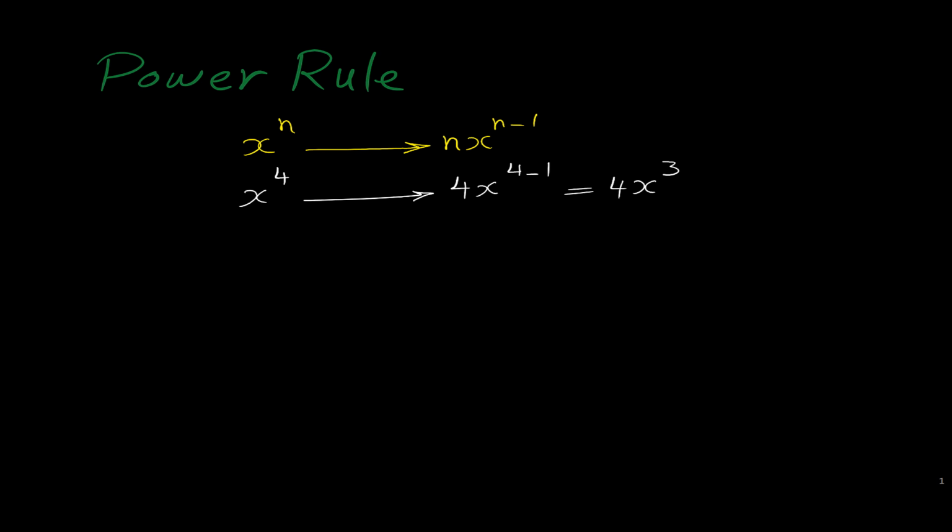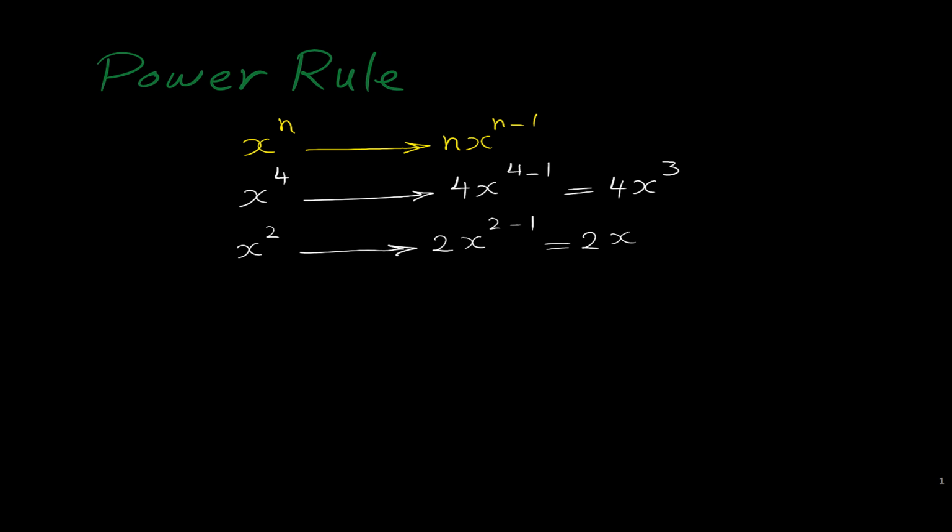Another example. What is the derivative of the expression x to the 2? We bring the power 2 to the front of the x and we subtract the power by 1. 2 minus 1 is 1, so the derivative of x to the 2 is 2x.